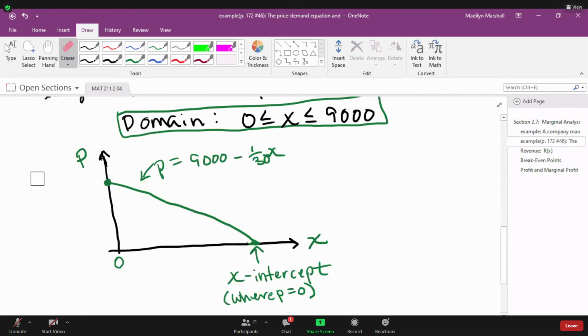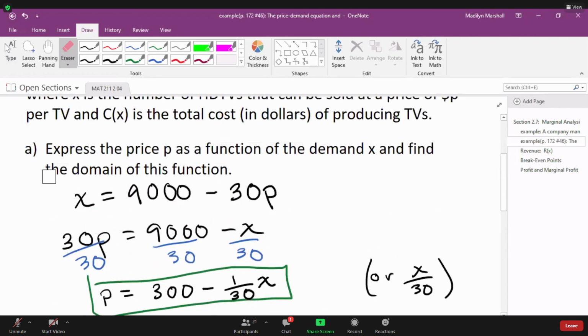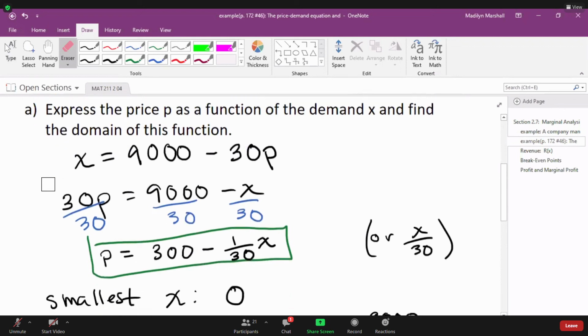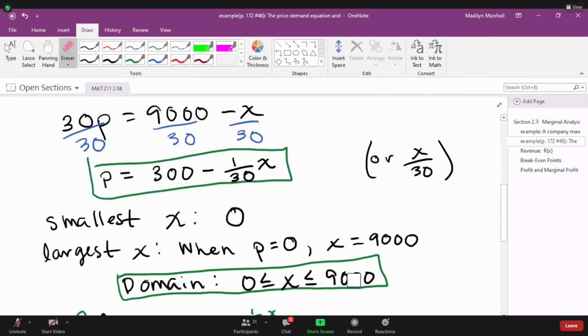Okay, so let's see what we were doing here. We wanted to know the price as a function of x, and the reason we're doing that will become clear in a little bit. And we found its domain. So these are the constraints of x we're working with. This company could make 0 TVs, and it could make up to 9,000 TVs, but it's never going to make more than 9,000 TVs.